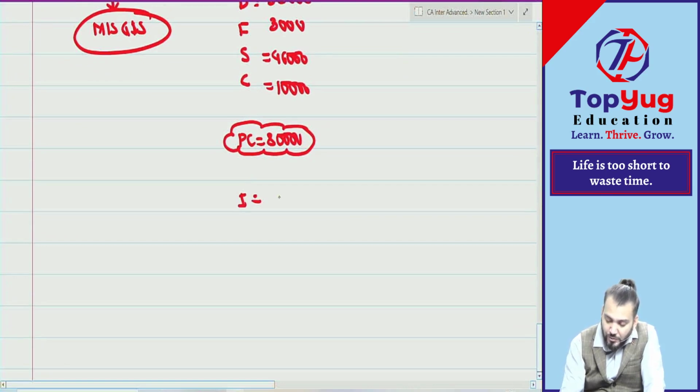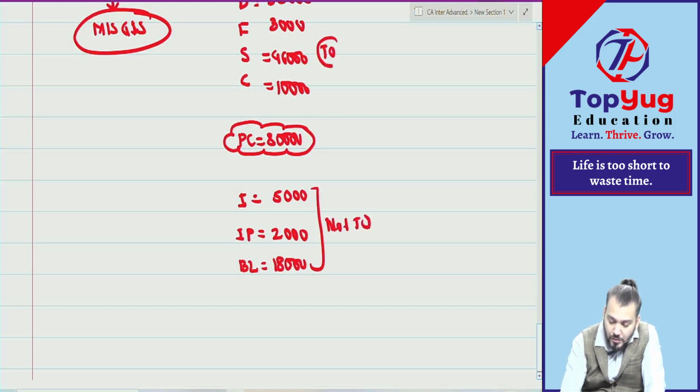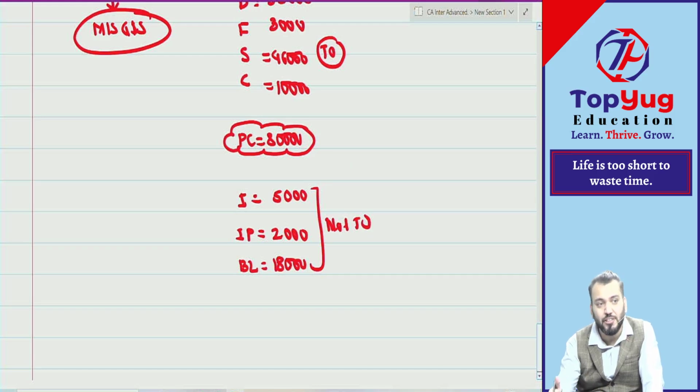Investment, what is the book value? 5,000. Then insurance policy, how much? 2,000. Then bank loan, how much? 18,000. So these are not taken over. These are taken over, which means the same set of books is continued. So the same books are continued.